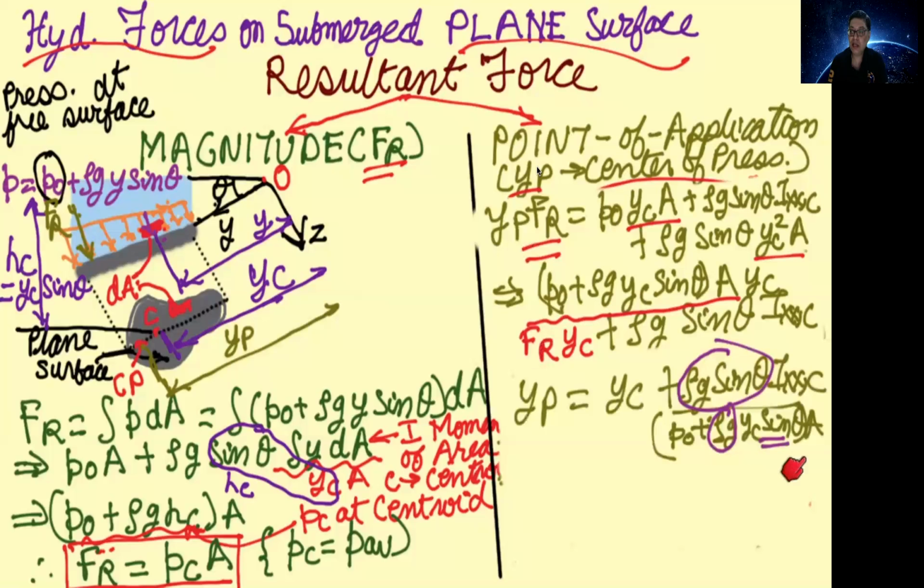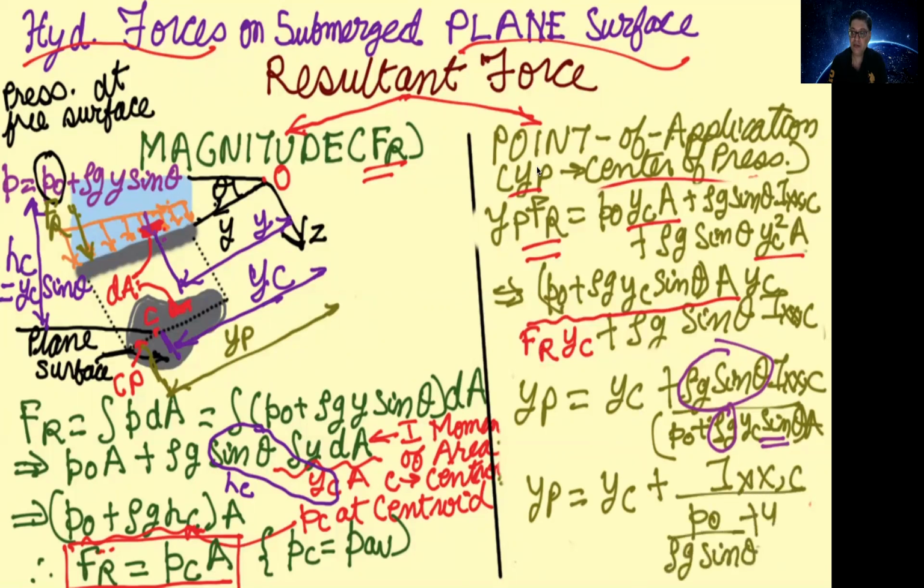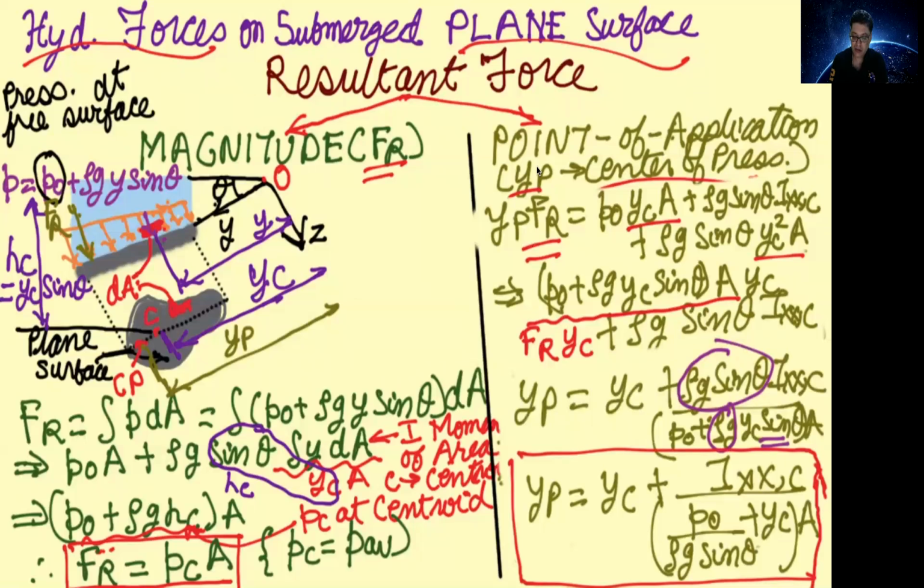into A. Now the rho g sine theta term is common in the numerator as well as the denominator. So if we divide numerator and denominator by rho g sine theta, then in the denominator you get P0 divided by rho g sine theta plus yc, into A, as shown here. So with this, we have obtained the expression for the center of pressure. This is the point of application of the force.